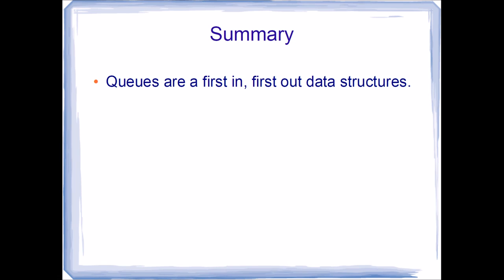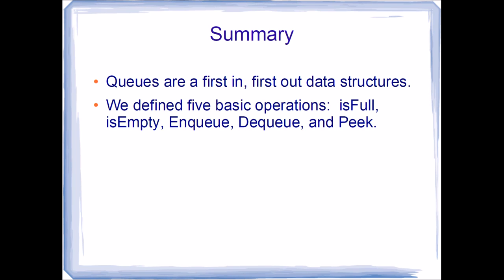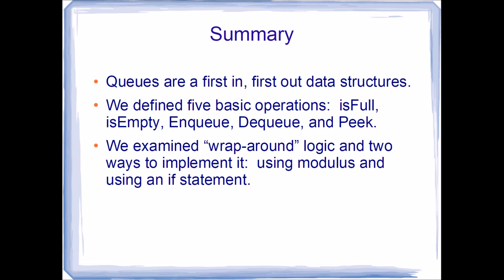Okay, so let's go ahead and summarize. In this video, we saw that queues are a first in, first out data structure, and this implies, as we saw with this implementation and the example, that values are going to go in one end of the array and come out the opposite end. We defined 5 basic operations: is full, is empty, enqueue, dequeue, and peek. And we took a closer look at the wraparound logic and examined 2 ways to implement it. One method was using modulus, and the other was using a combination of an if statement and an assignment statement.